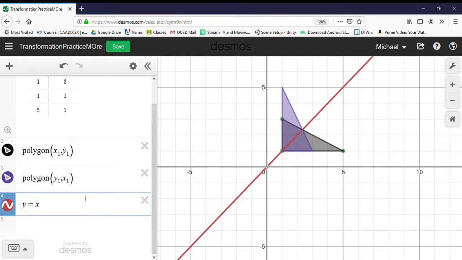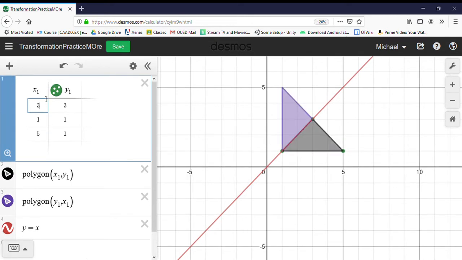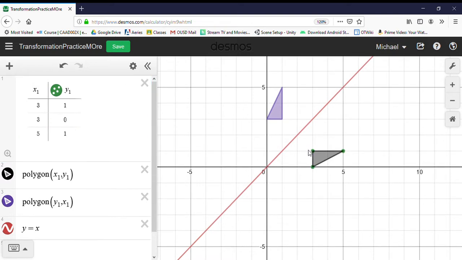Let me make it a little easier to tell if I was actually going to graph it this way. So let me change this. I think my other one was 3, 1, 3, 0, 5, 1. Okay, that becomes a little more obvious. Oh yeah, that's the reflection. This thing is looking in the mirror back at this point.